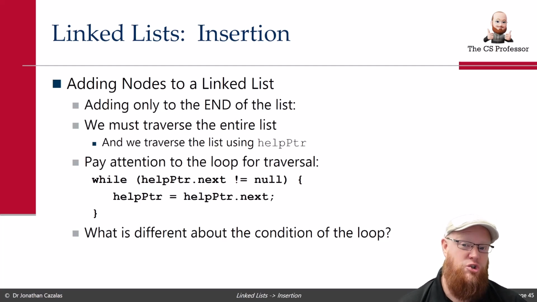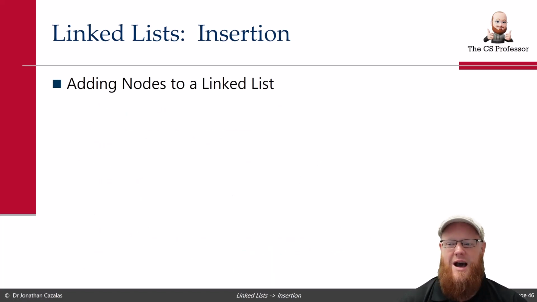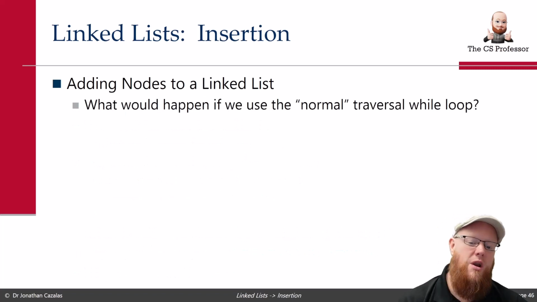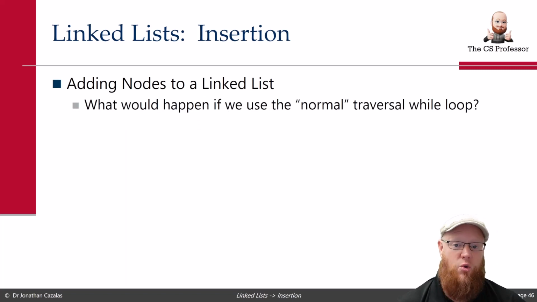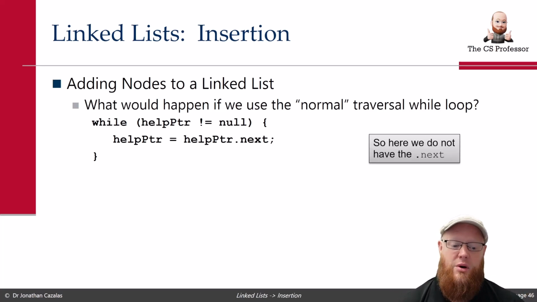What's different about that while condition from the previous while condition we saw on the basic loop that we had for just traversing a list? The answer is this dot next right here. We didn't have that previously. The condition is now while help pointer dot next is not equal to null. Why are we using this dot next? Let's think about that. What if we use the normal traversal while loop that we saw in the previous video, which says while help pointer does not equal null, step over, step over, step over. Keep stepping over until help pointer finally points to null.